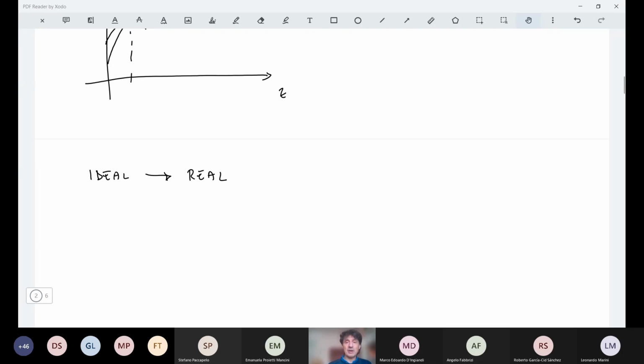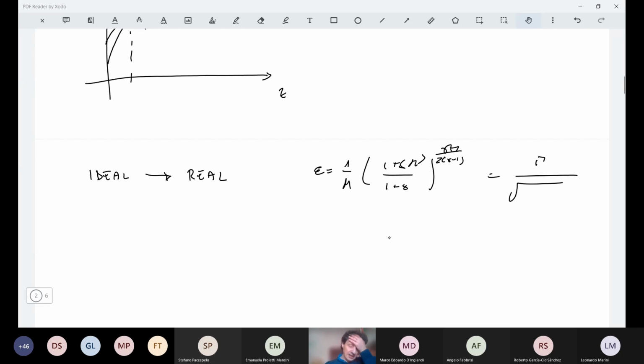And actually, when we write also the epsilon as 1 over M, times (1 plus delta M squared, over 1 plus delta) to the power of (gamma plus 1) over 2(gamma minus 1), we write this, or we write gamma over square root and so on. We never say anything about how the area is changing with the axial position. So we never say what is the A of X, also for the one-dimensional flow.